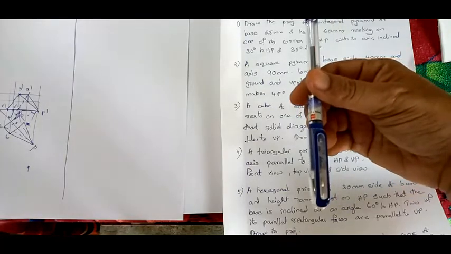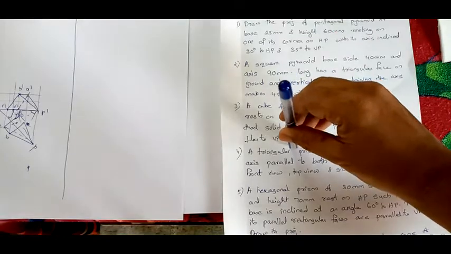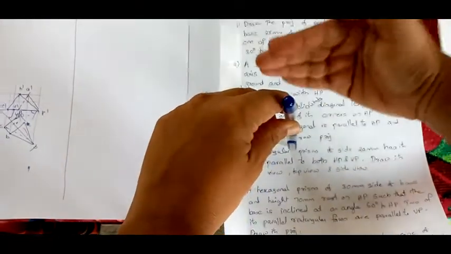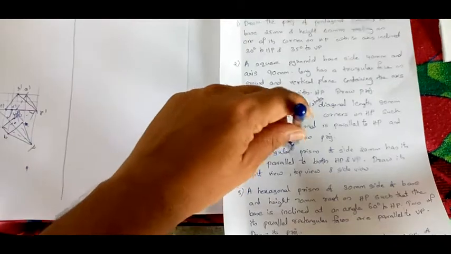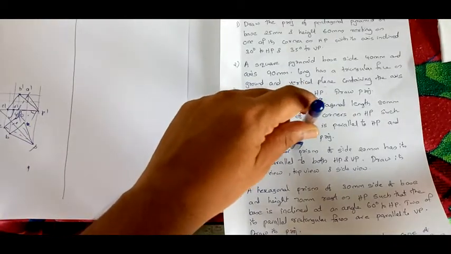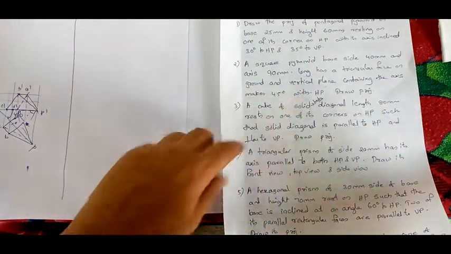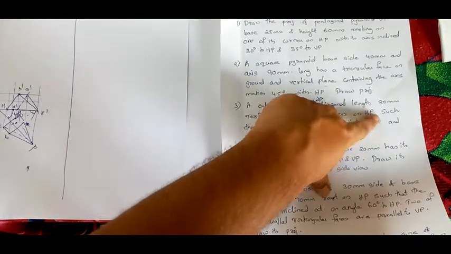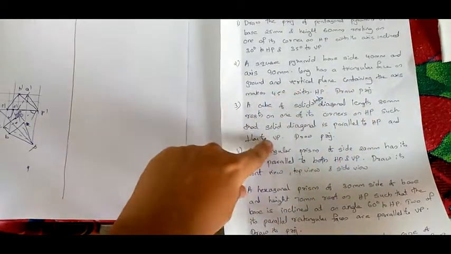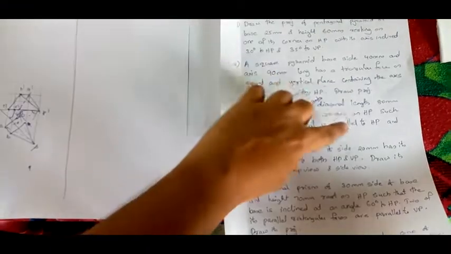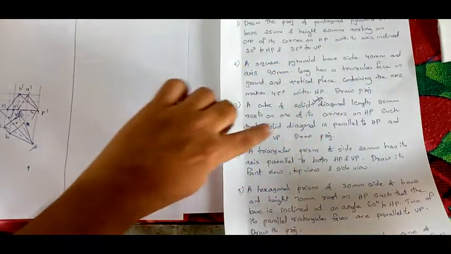If something is perpendicular to VP, that will basically be parallel to HP. If something is perpendicular to HP, see here, that will be parallel to VP. So if a line is perpendicular to one plane, it will obviously be parallel to the other plane. So perpendicular to VP means it will be parallel to HP, so no need to add this. It does not make any difference. So don't worry about that sentence. The solid diagonal is perpendicular to VP and parallel to HP.